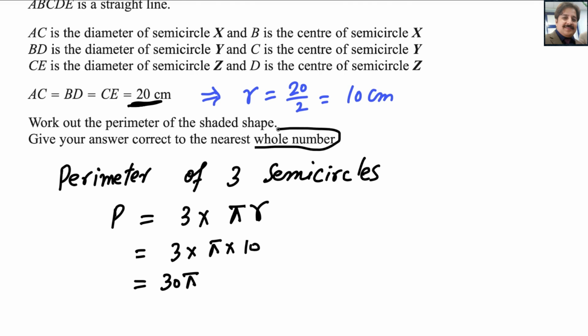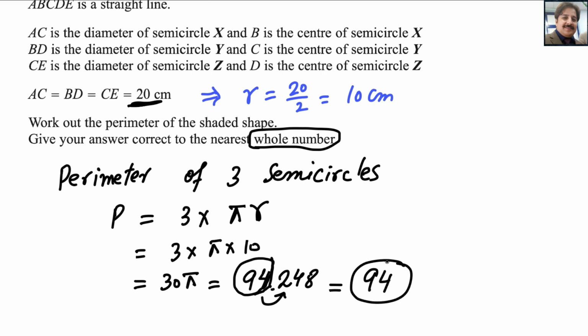Because we want to find the answer to the whole number, better you get the answer. Our answer will be 30 pi if you use a calculator. My calculator shows this answer 94.247, or you can round up, so it will be 94.25 like this. But you want to write the whole number, up to this 94 only. Look at the next number after this, that is less than 5, so you can write it as 94 only. 94 is the perimeter for three semicircles.